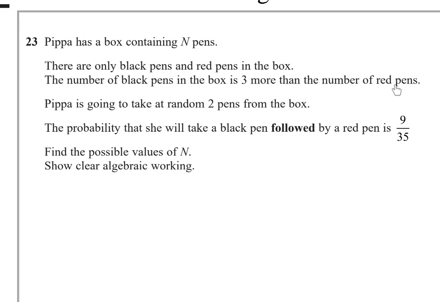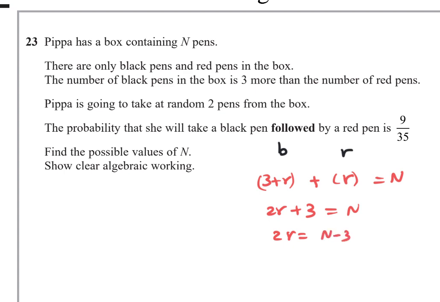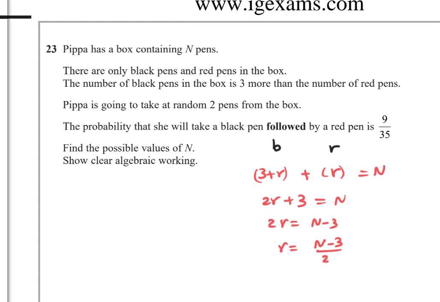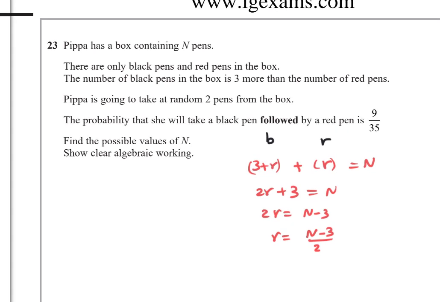If we consider the number of red pens r, so the number of blacks is 3 plus r. So the number of black and number of red, so this is r and this is 3 plus r. The sum of all equals n. So now we can find r in terms of n. So 2r plus 3 equals n. So 2r equals n minus 3. So r equals (n minus 3) over 2. So this is the number of red.